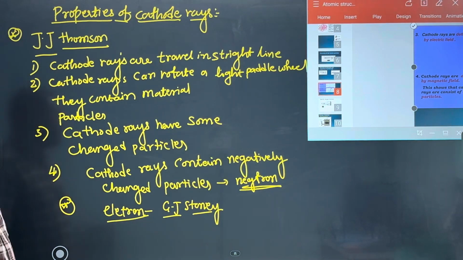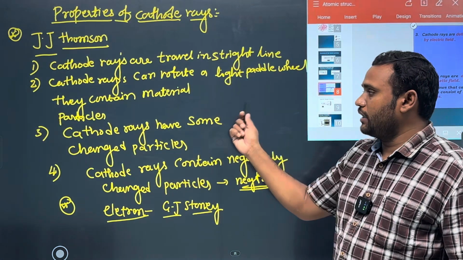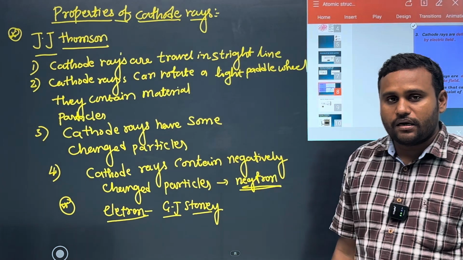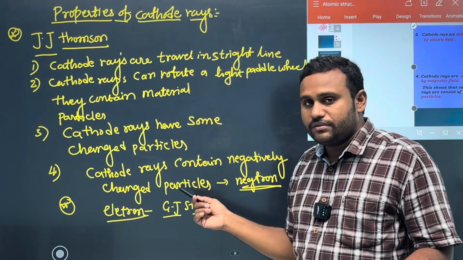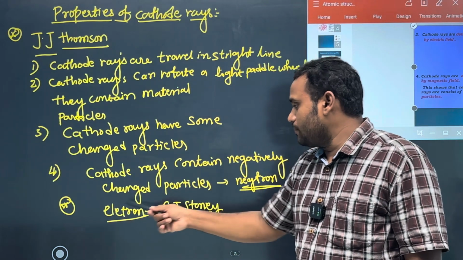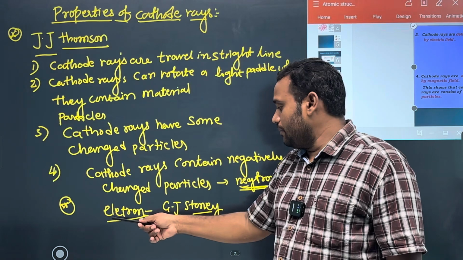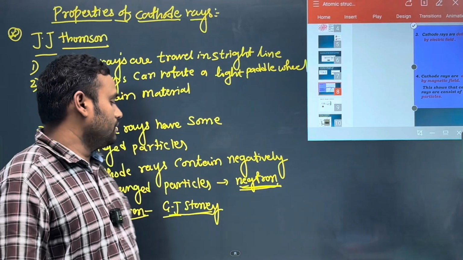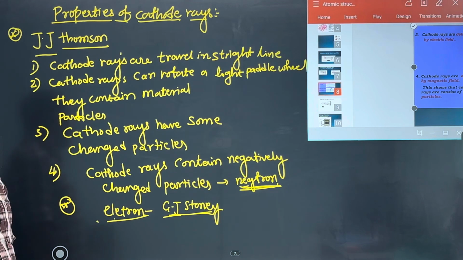So these cathode rays contain some charged particles, and they have some kinetic energy. They can rotate the light paddle wheel, and they can interact with the electric field and magnetic field. Hence we can say that they are charged particles. For these charged particles, J.J. Thomson gave the name negotron, and the name electron was given by G.J. Stoney. So these are the properties of the cathode rays, and finally, cathode rays contain what? Negatively charged particles. They are called electrons.